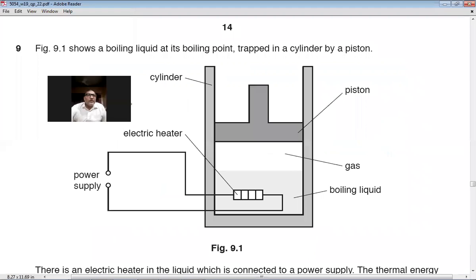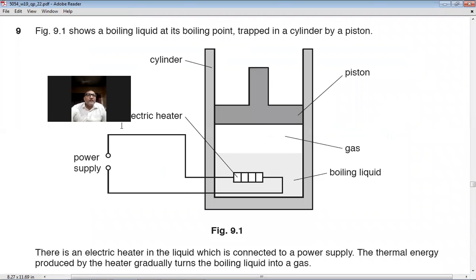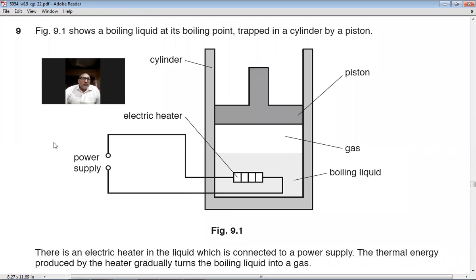Here we go. We have question number 9. Figure 9.1 shows a boiling liquid at its boiling point trapped in a cylinder by a piston. Here we have a power supply, an electric heater, and a liquid. It's being boiled by this heater, and with this heat the boiling liquid is converting into gas. That gas will push this piston upward.